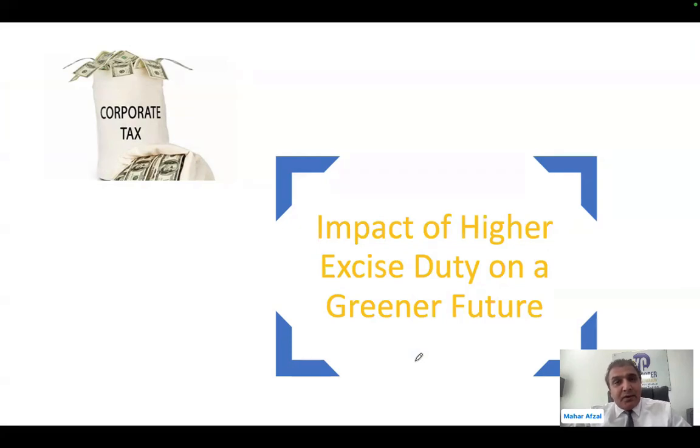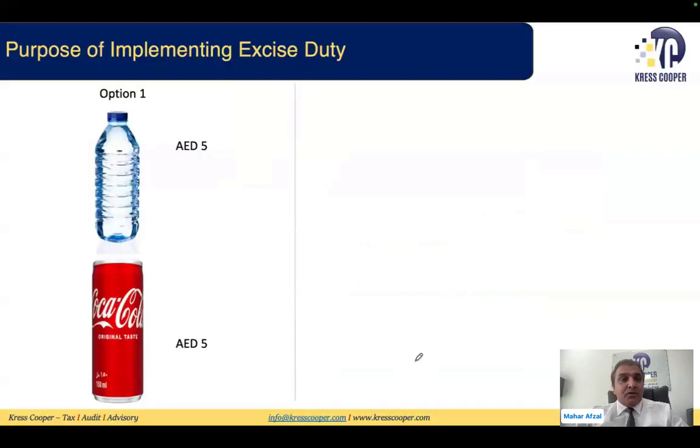I have written this article last week in Khaleej Times, and the title was: Higher excise duty leads to a greener future. What is the reason for this? Why have we implemented this? Why have we written this? So just look into this example.